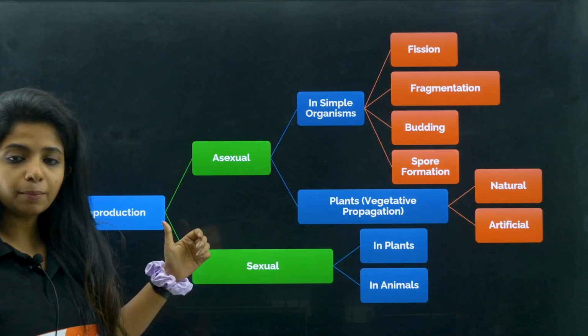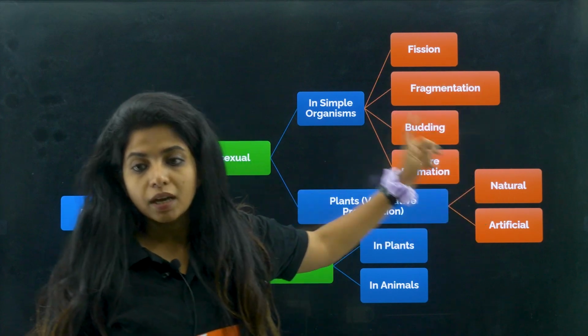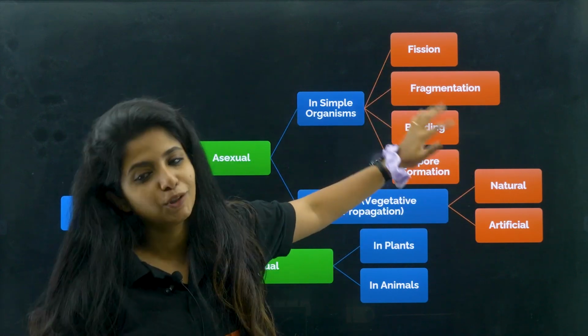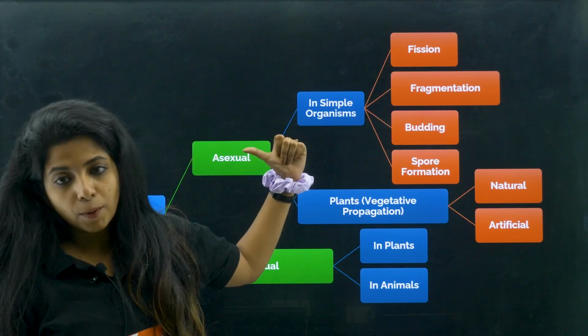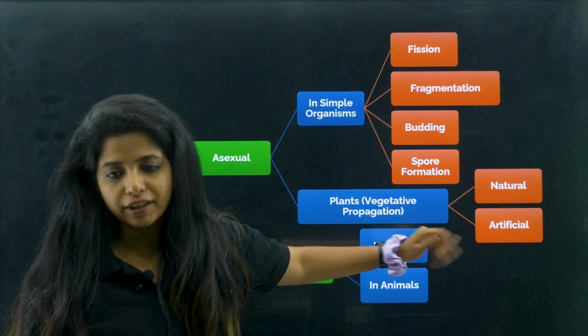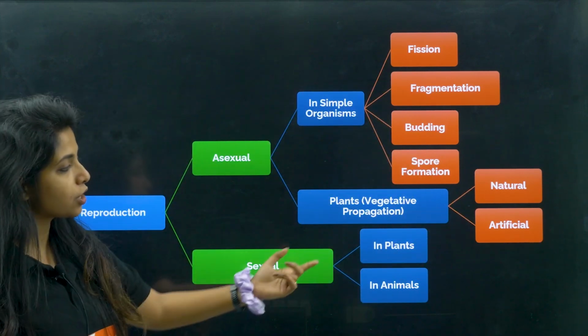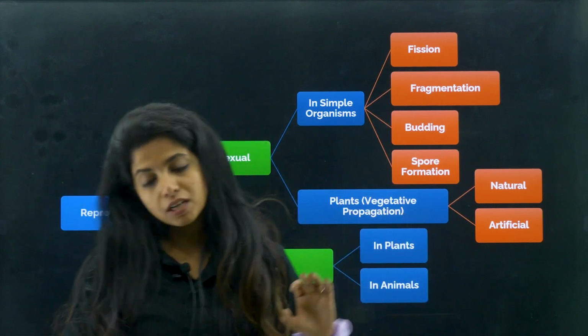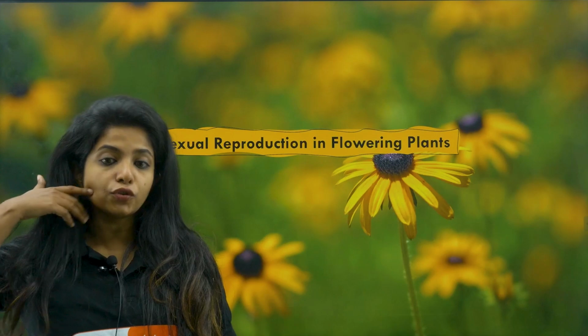So over here, we completed asexual mode of reproduction, both in simple organisms and in the case of plants. If you are someone who has missed the class, please do not worry. Go watch the previous video, and you will get all of it. Now, today we are going to talk about sexual reproduction in the case of plants and in the case of animals, which would be really fun. First of all, we'll start with plants and then we would move on to animals.